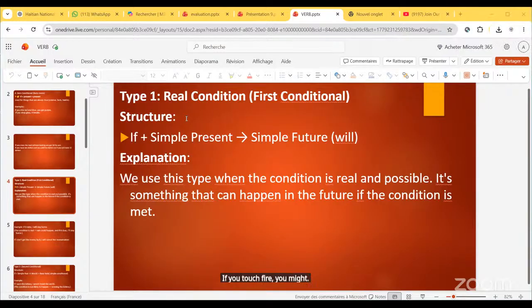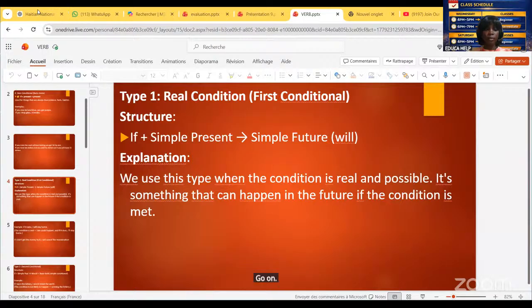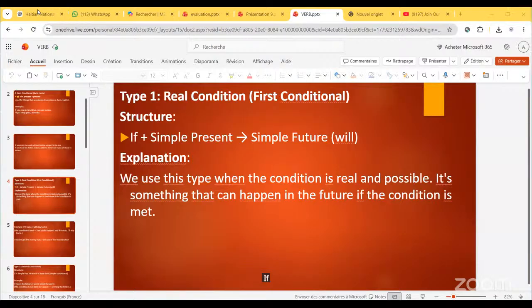Okay. Let me try again, teacher. Go on. If it rains, I will stay at home. Okay, you use a will condition again, the first one. Yes, the first.